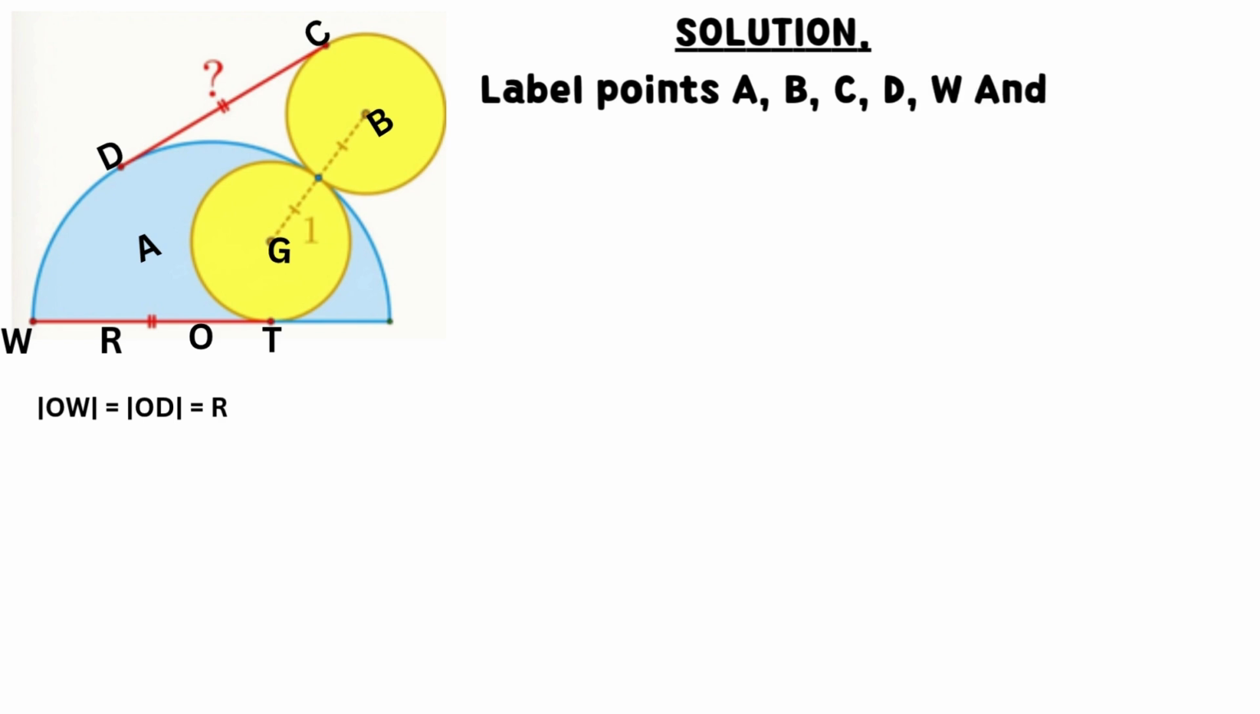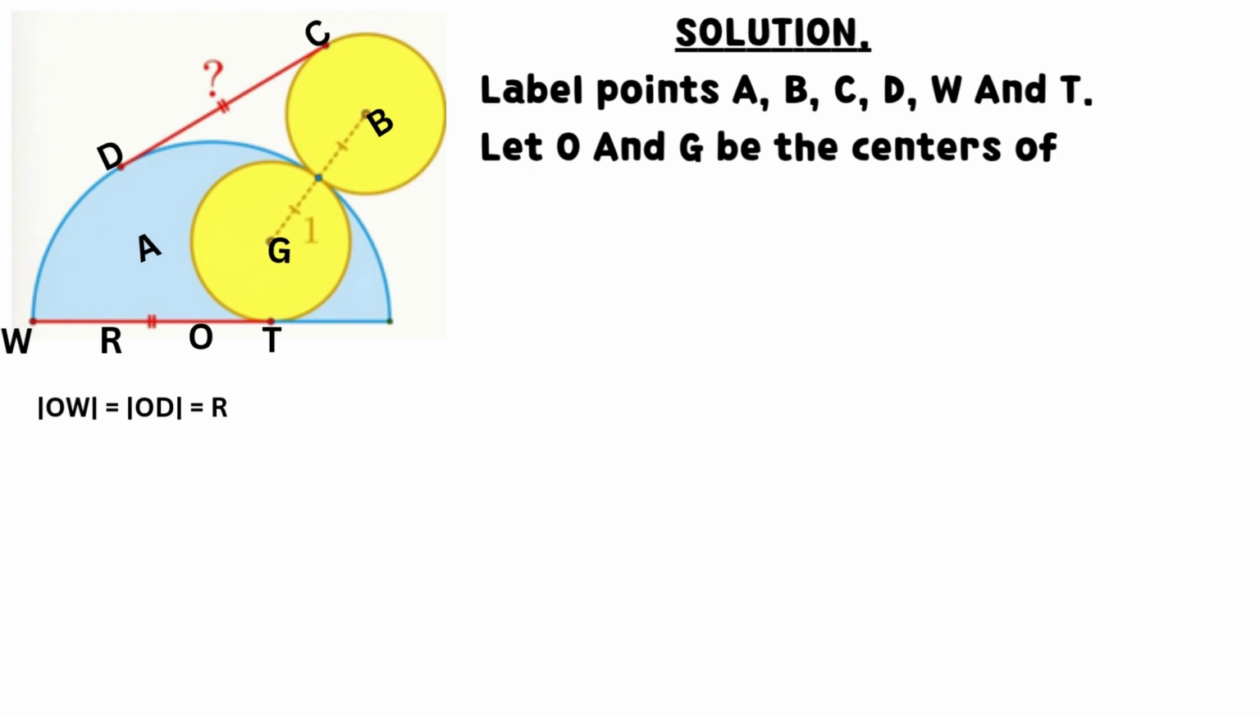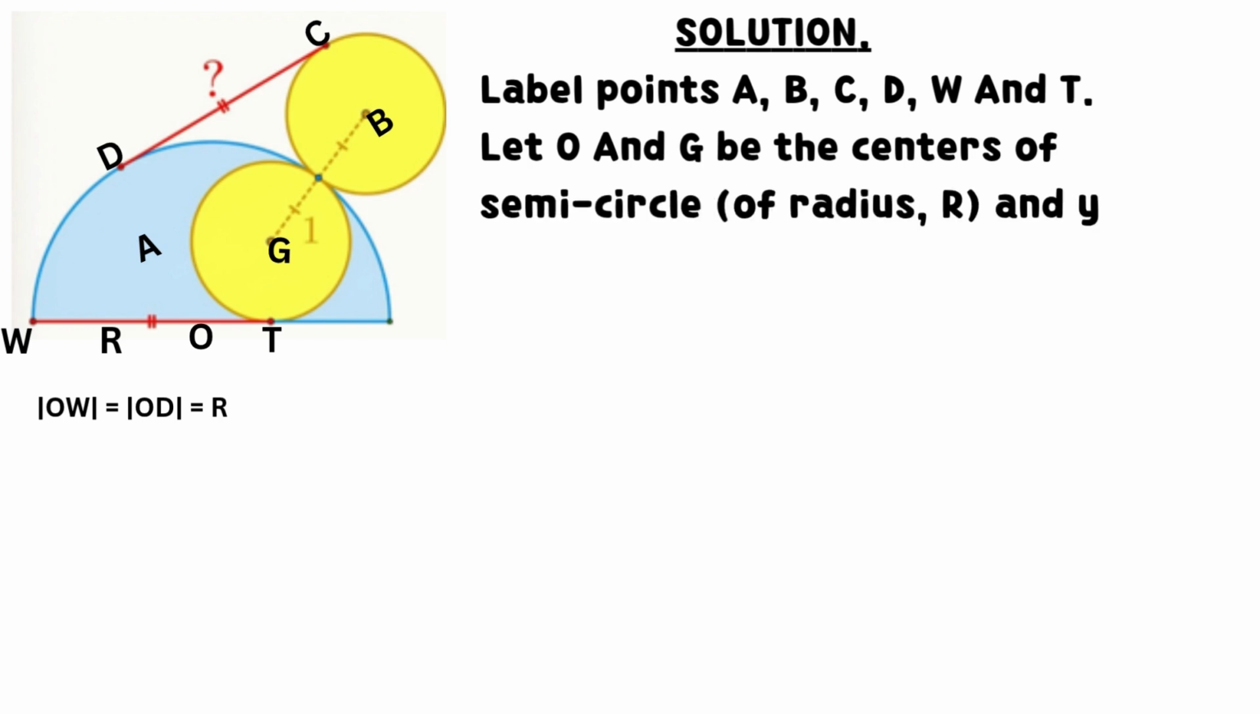Label points A, B, C, D, W and T. Let O and G be the centers of the semicircle of radius R and the yellow similar circles of radius 1 unit, respectively.